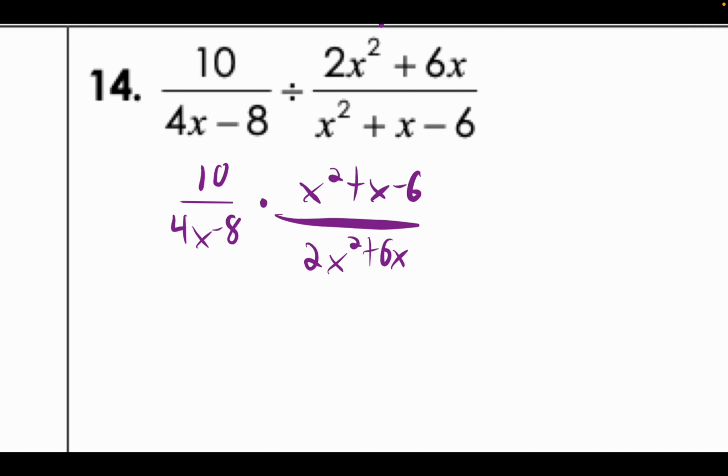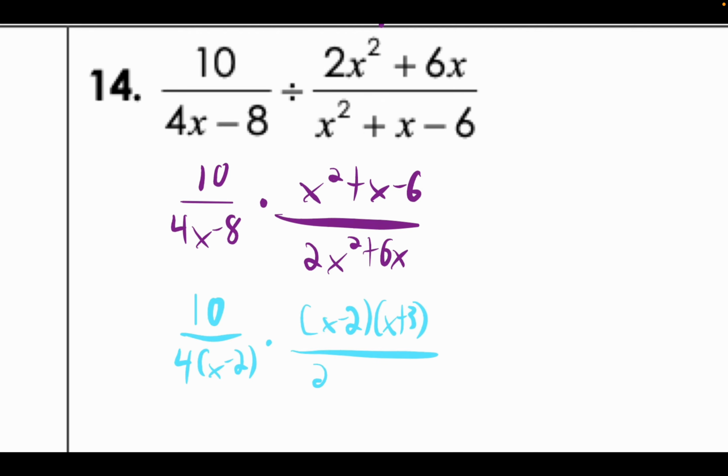But now I'm going to factor, so this is the opportunity to pause the video. So on the top left, it just stays 10. There's nothing to factor because there's only one term. Bottom left, we can factor out a 4, giving us x minus 2. Top right, we make the x, and we end up getting x minus 2 and x plus 3. And on the bottom right, we have a GCF of 2x, giving us x plus 3.